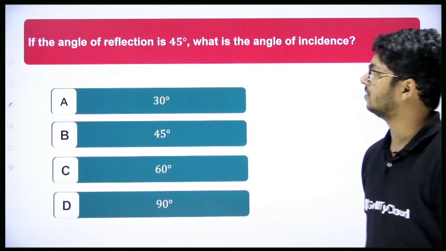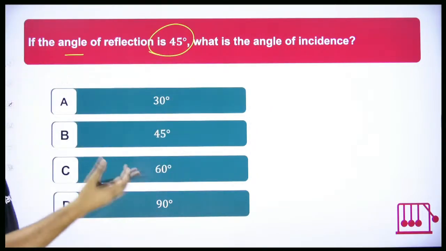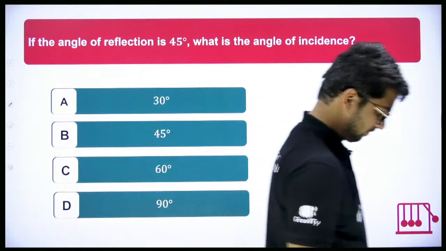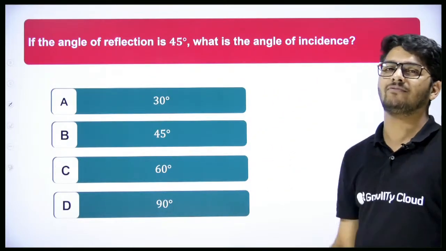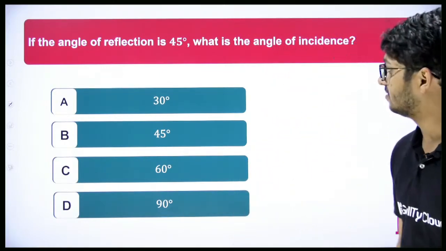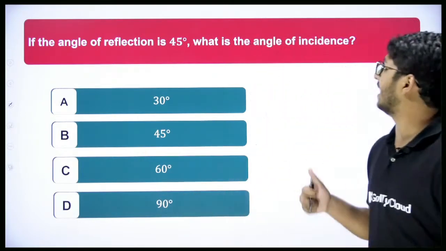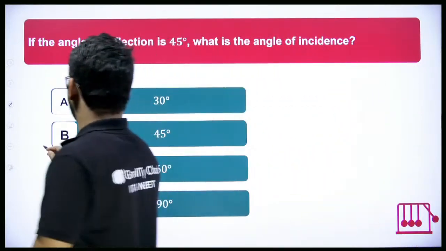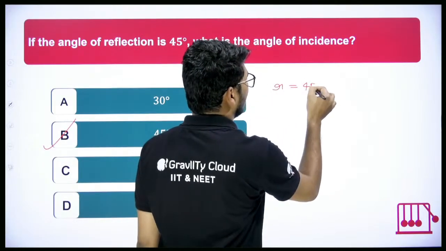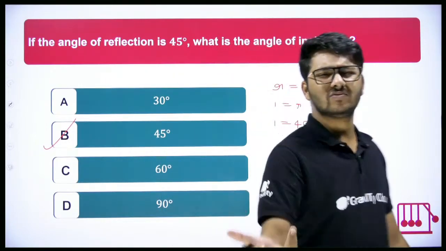Okay? Good. Next. If the angle of reflection is 45 degrees, what is the angle of incidence? Again, a pretty simple, straightforward question. Quick, 15 seconds should be more than enough. Angle of reflection is given. What is the angle of incidence? Angle of reflection is 45 degrees. It will be the same. It will also be 45 degrees, because I is equal to R. So I is equal to 45 degrees. That's it. Both of them are equal. Option B.